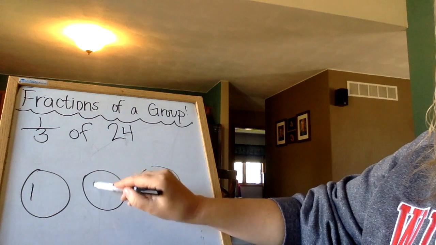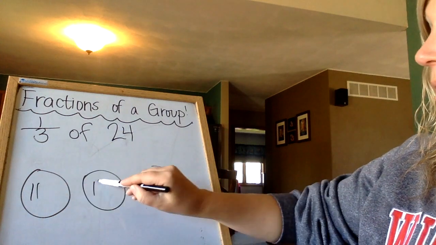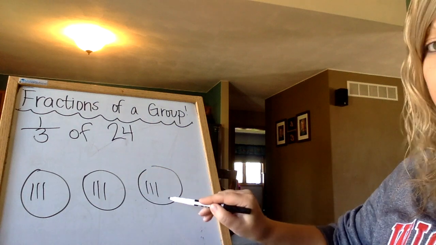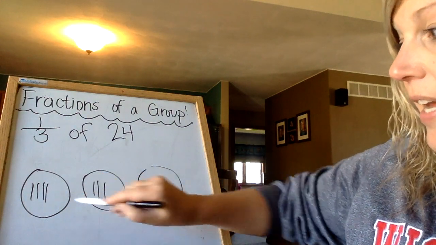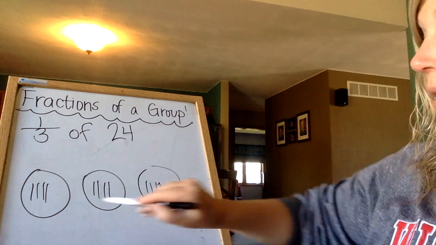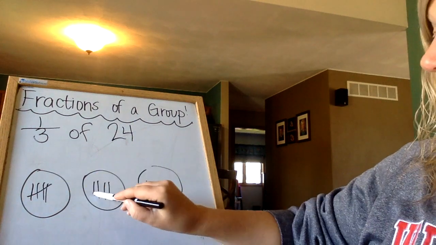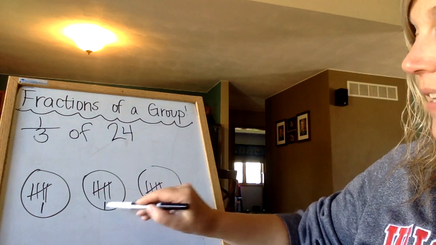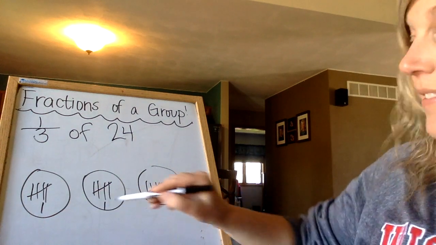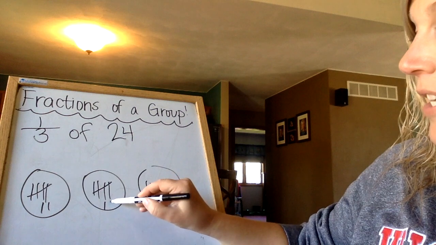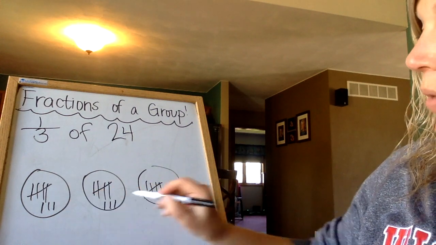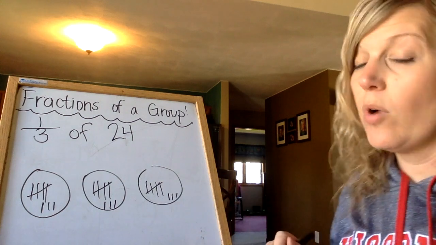So it goes 1, 2, 3, 4, 5, 6, 7, 8, 9, 10, 11, 12, 13, 14, 15, 16, 17, 18, 19, 20, 21, 22, 23, and 24.